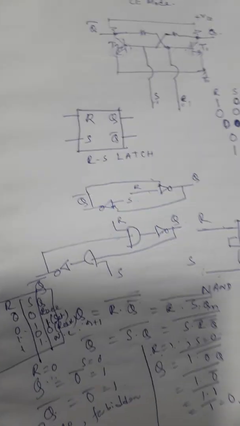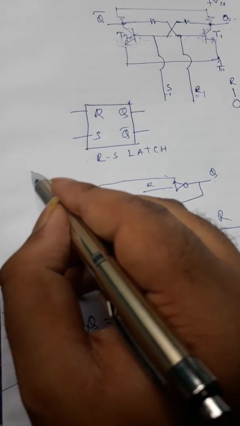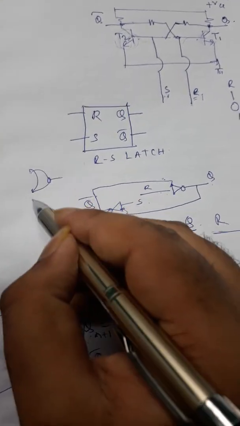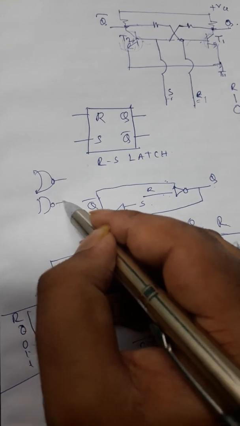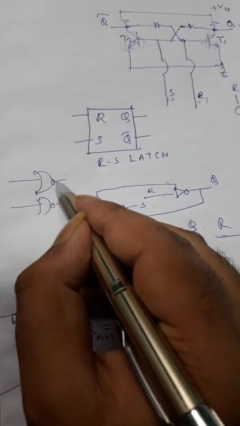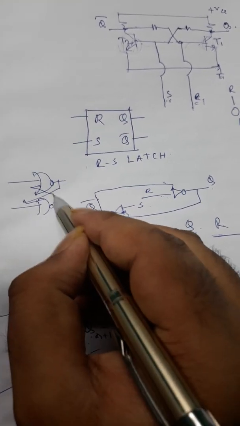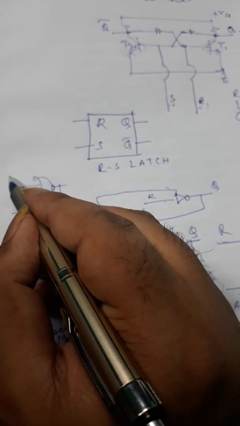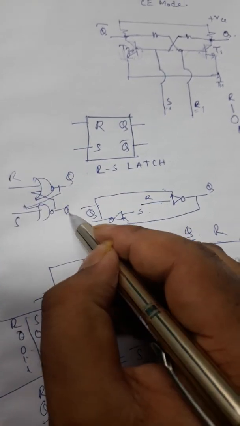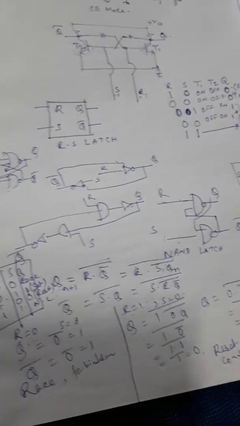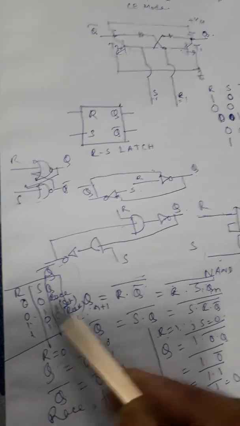So your homework is to find the similar operational table for the NOR latch. R S Q Q bar. So similarly, you will find the equations and then you will get to this operational table. Thank you.